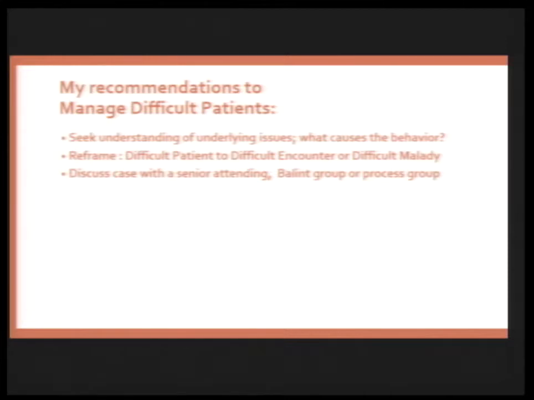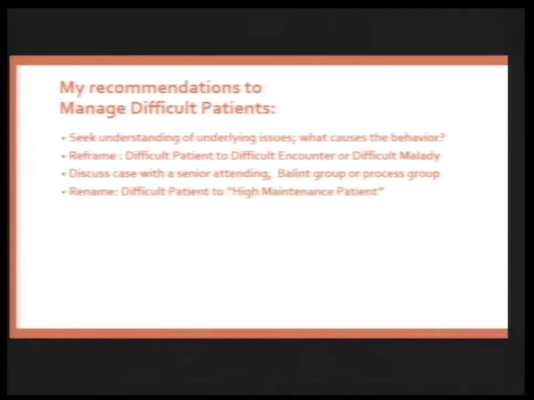Discuss the case with a senior attending. In family medicine, we have Balint groups, and we do a lot of discussion of difficult patients in Balint groups. You will also have, the interns here will all have process groups, or most of you will, for your residency, and you'll have a monthly process group where you can talk not only about your rotation problems, but you can talk about your patient problems too.